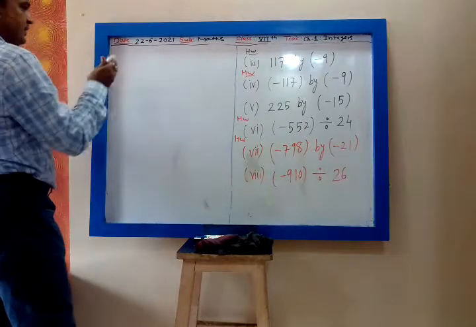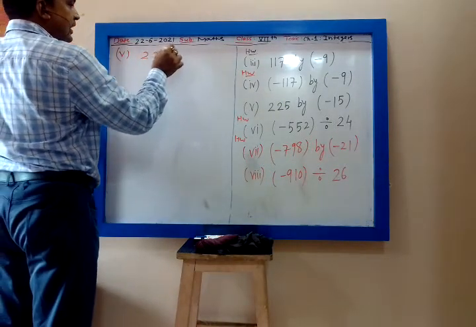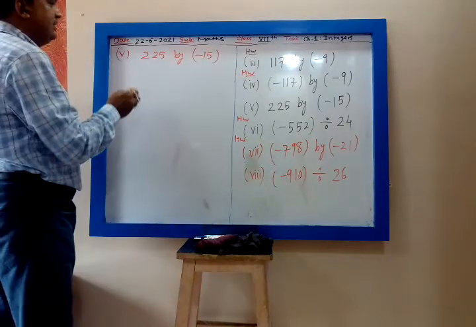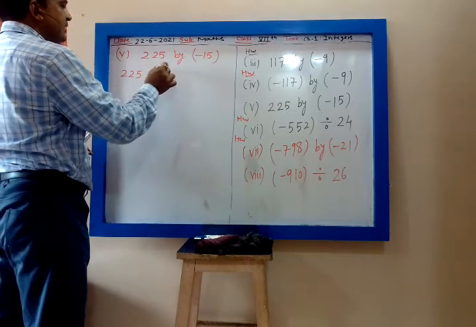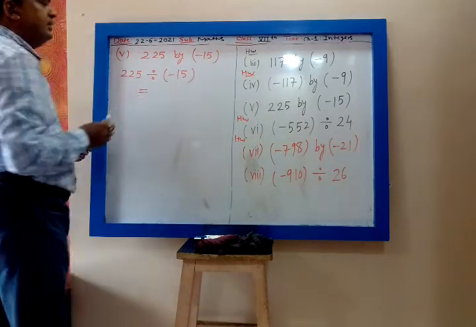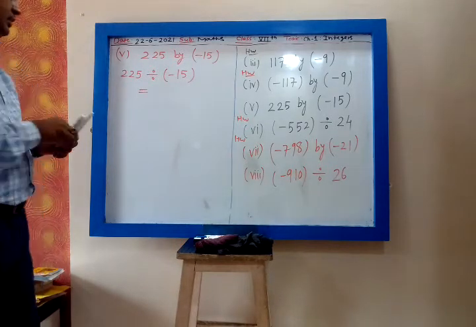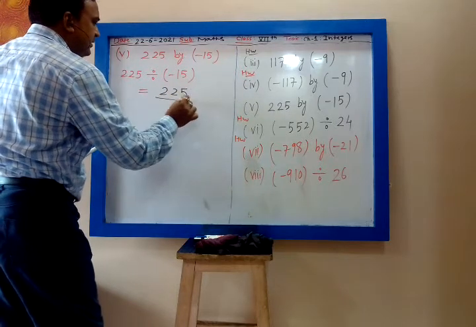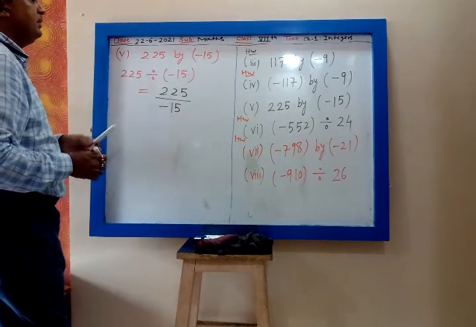So 5th is divide 225 by minus 15. So this I can write as 225 divided by minus 15. Now first step. What do you mean by A divided by B? A upon B. So this will be 225 upon minus 15. A divided by B will be A upon B.